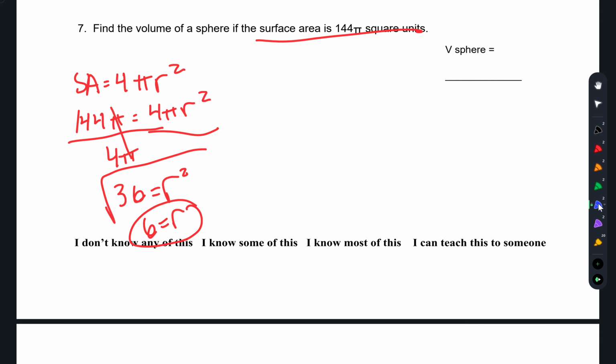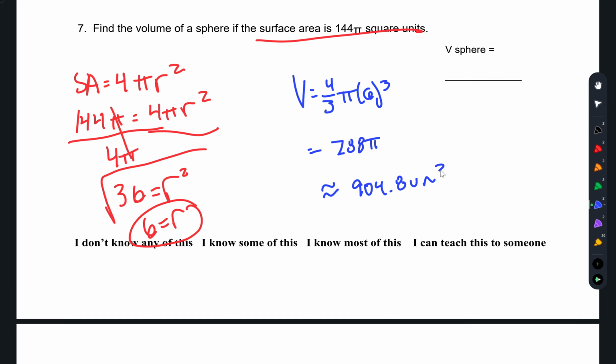We're trying to find the volume, so I'm going to plug that back in to find the volume. 4/3 pi r cubed. 4/3 times 6 to the 3rd power is 288 pi, or if we want to round that to a decimal, 904.8 units cubed.